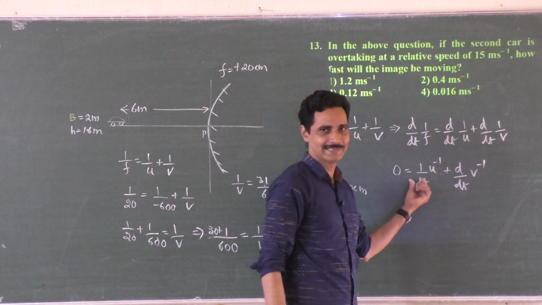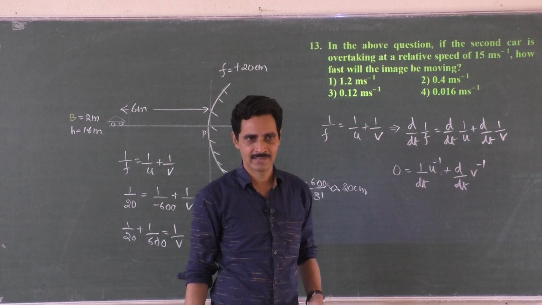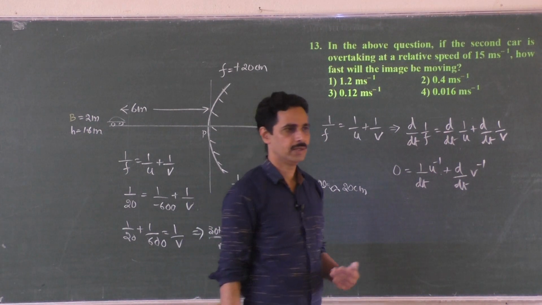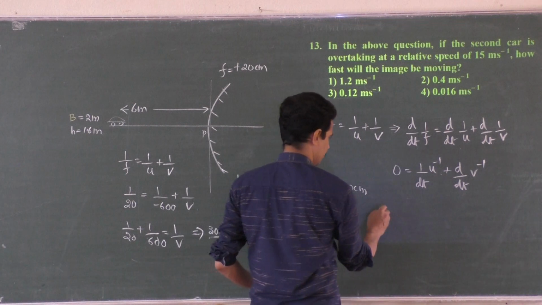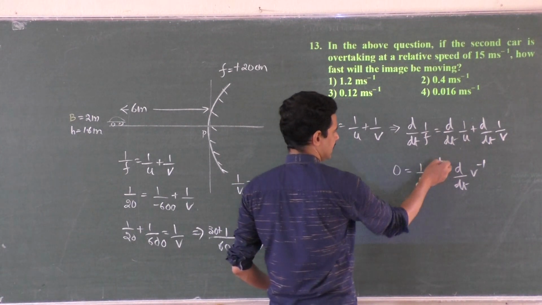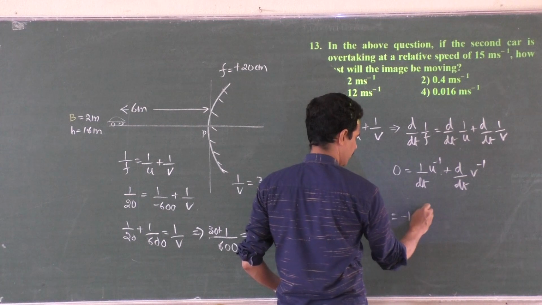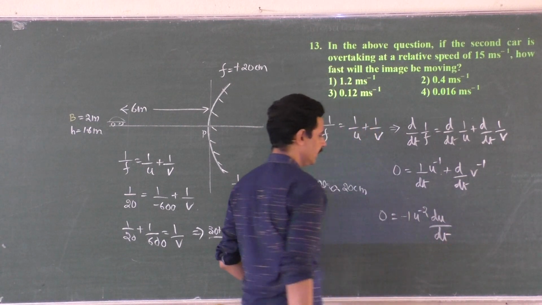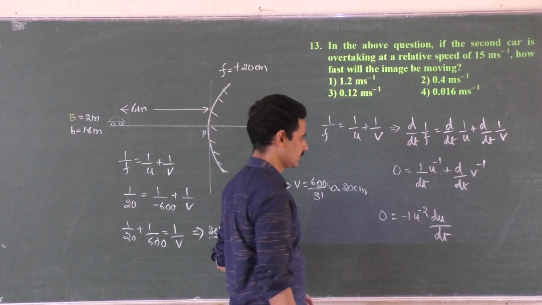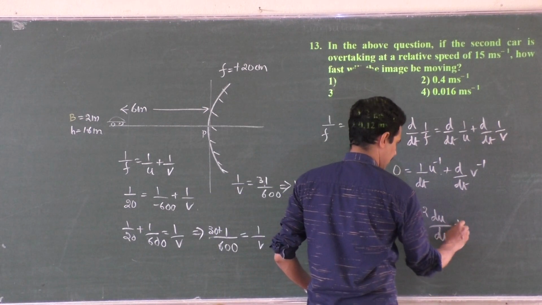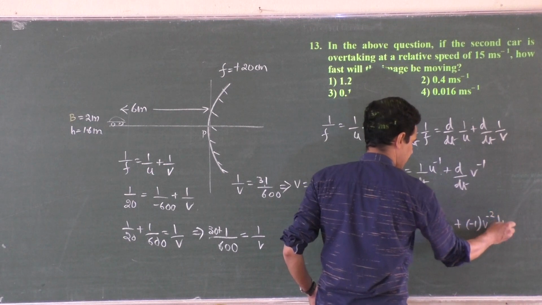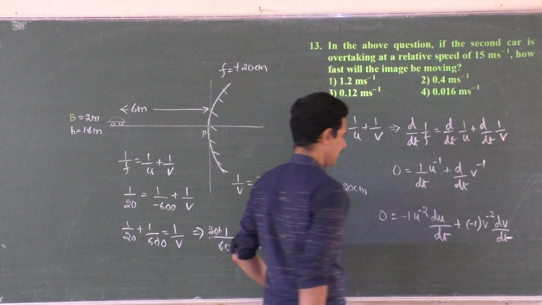These are all velocities, isn't it? u is object distance, differentiation of object distance with time, that is velocity. Okay, so 0 is equal to, I can differentiate this as minus 1 u to the power minus 2 into du by dt, right? Minus 1 u to the power minus 2 du by dt, and this one plus minus 1 v to the power minus 2 into dv by dt, correct?